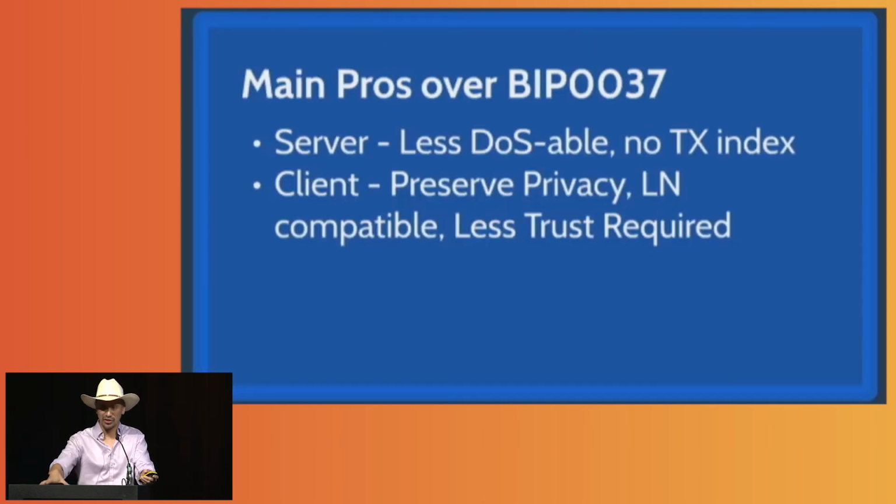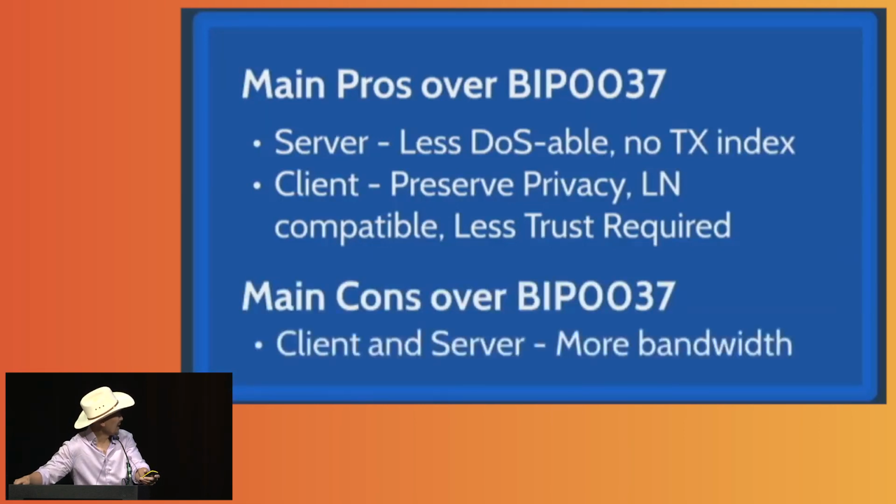This one's a much larger superset than BIP37. And lastly, less trust is required. You don't need to trust that the server is giving you something, because the filters are essentially deterministic. The main con is that you need to use more bandwidth.